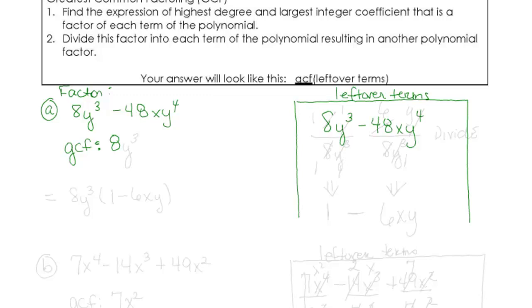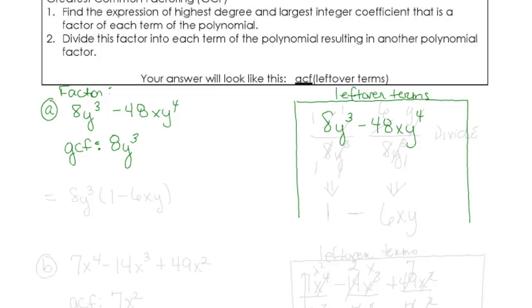Now, do we have an x in each of these terms? No. So x cannot be part of the GCF because it has to be in both terms. But do we have at least a y in each term? Yes. So y cubed, y to the fourth, you choose the smallest. y cubed. So that's your GCF. Okay? That was your first part.